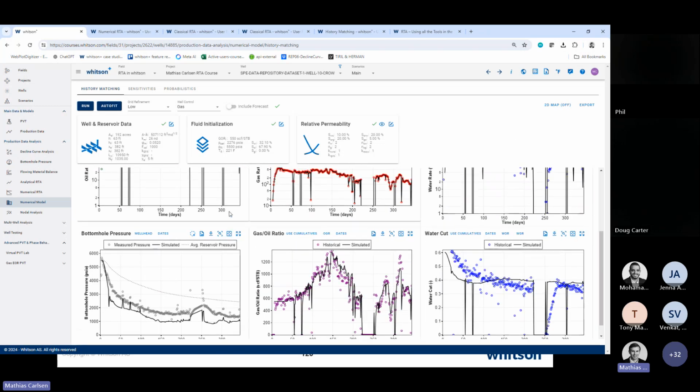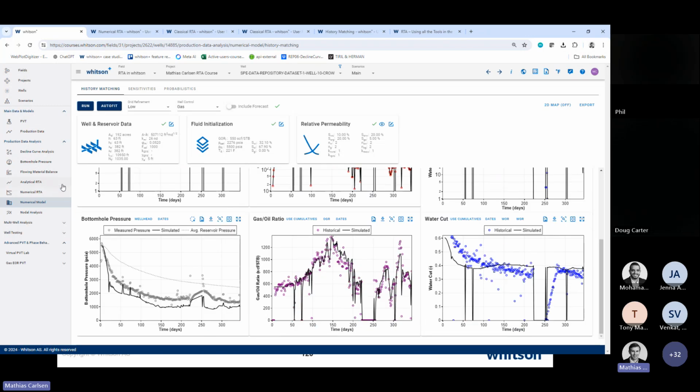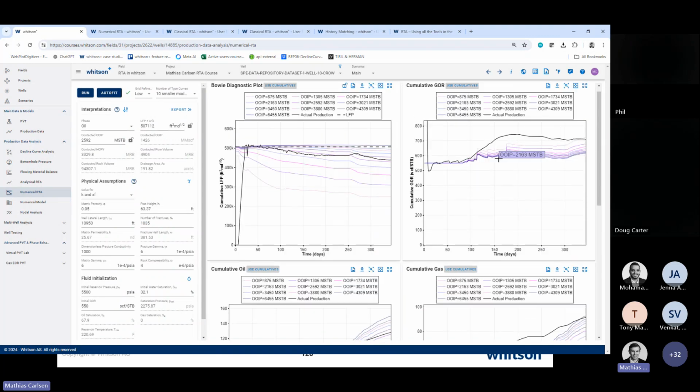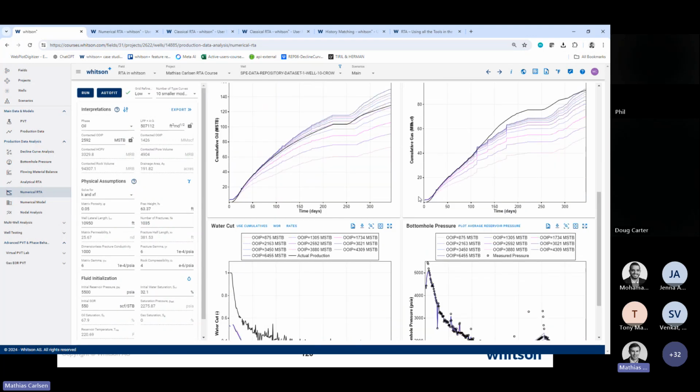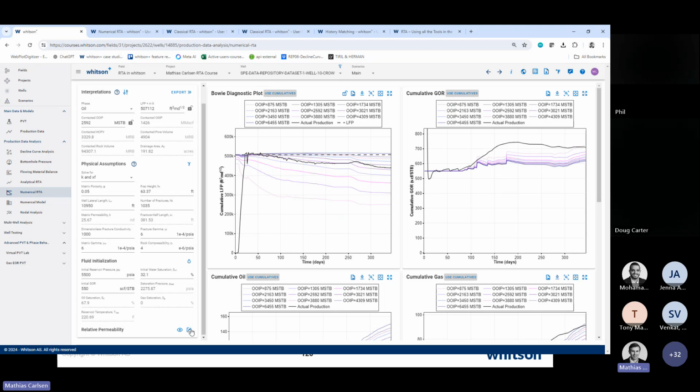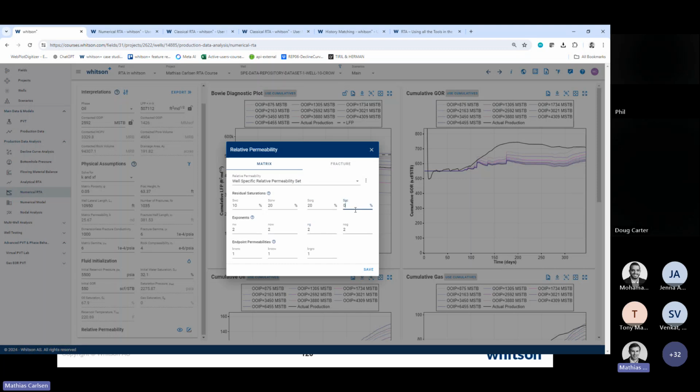So what I would do here in practice would be to go back to numerical RTA and make sure that I match my gas better here, because here I'm frankly not doing a really good job. And a very simple way to release a little bit more gas would just be to remove the critical gas saturation right here.